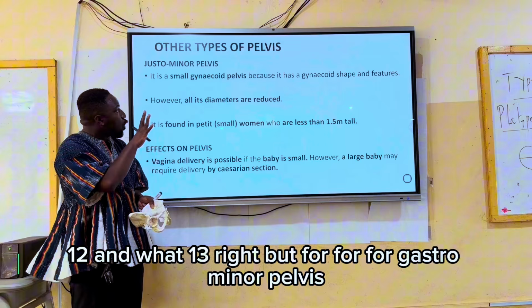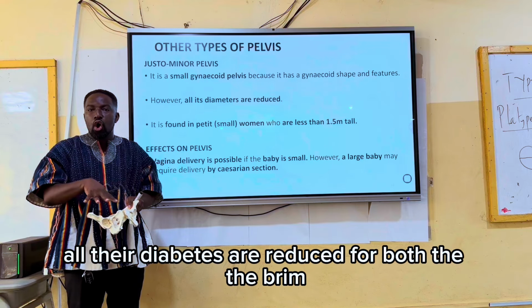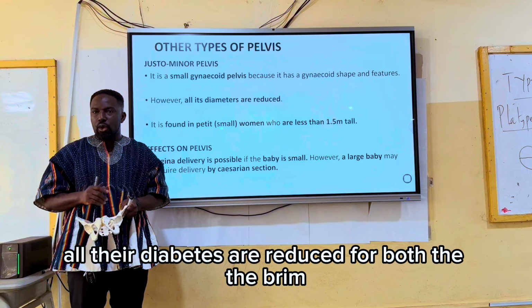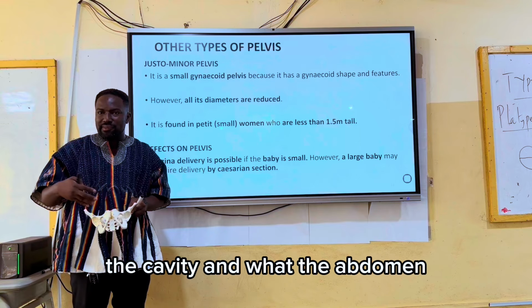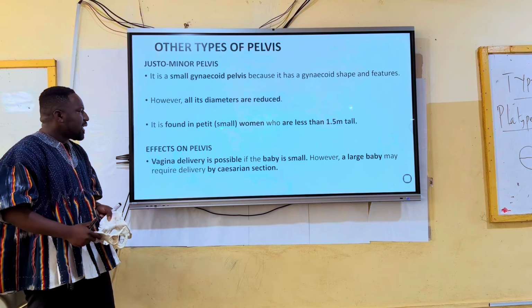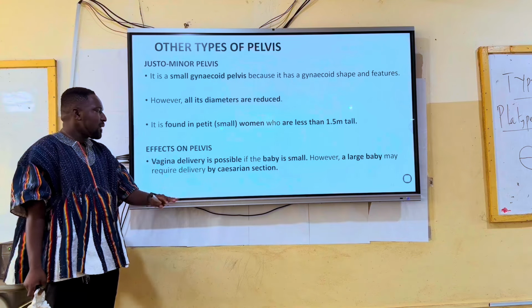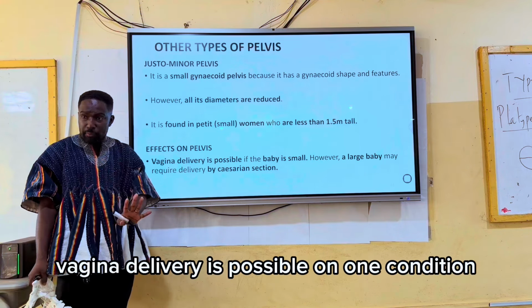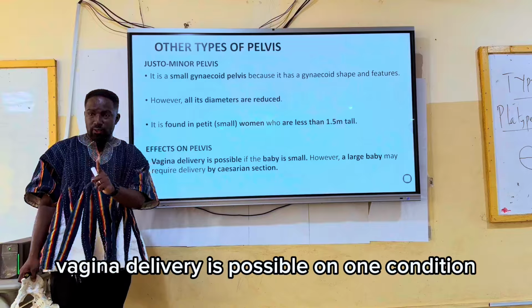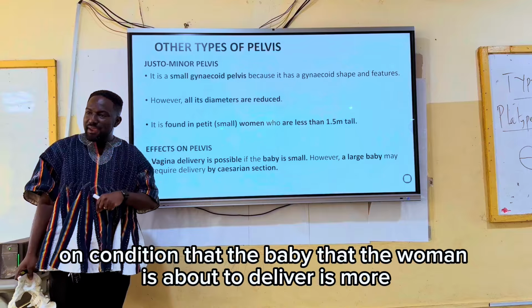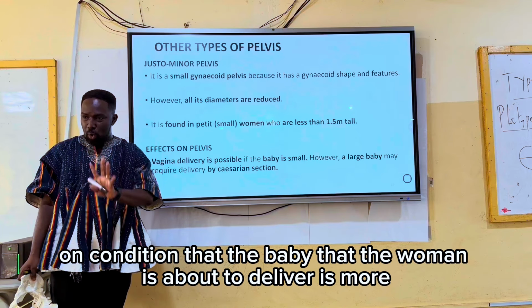But for justo-minor pelvis, all their diameters are reduced for both the brain, the cavity, and the alveolus. The effects of justo-minor pelvis on labor: vaginal delivery is possible on one condition, that the baby that the woman is about to deliver is small.